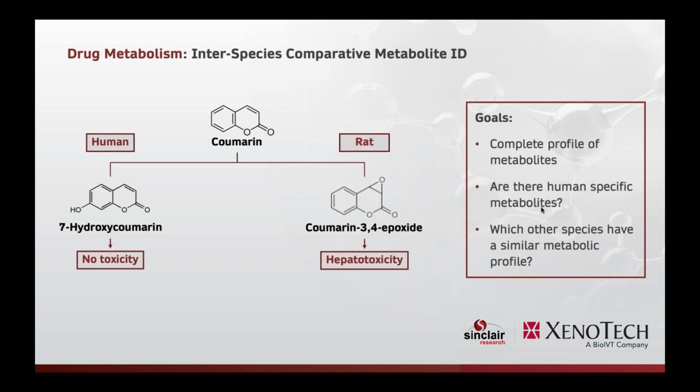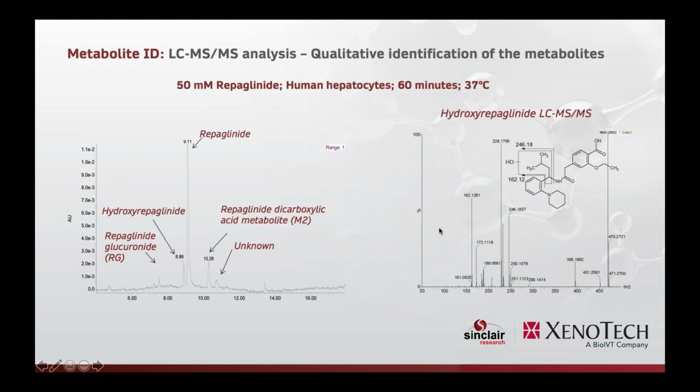As Scott mentioned, and as we all know, different species might have different metabolic pathways or metabolize the drug in a different way. And one example of that is coumarin, where in humans, coumarin is metabolized to 7-hydroxycoumarin, which is not toxic. However, in rats, the coumarin is metabolized to an epoxide, which is very hepatotoxic. So knowing this information up front, again, allows you to select the appropriate species and will assist with that.